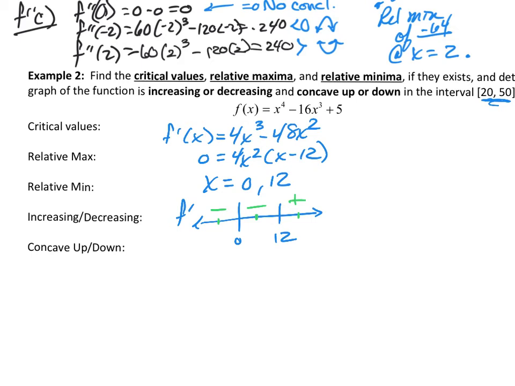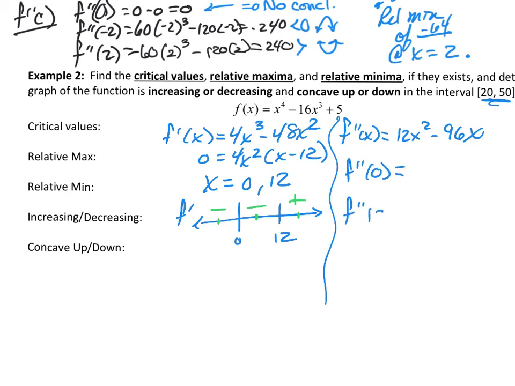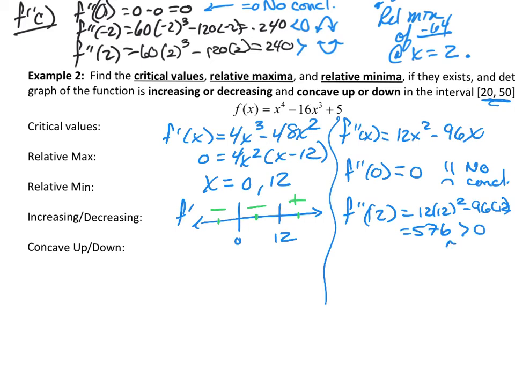Now, let's go ahead and do our second derivative. And when we do the second derivative, we get 12x squared minus 96x. And let's check the second derivative at each of those critical values. When you check it at 0, you get 0. So no conclusion. When you check it at 12, you get 12 times 12 squared minus 96 times 12. That gives you 576, which is greater than 0, which means it holds water. So you have a relative min there.